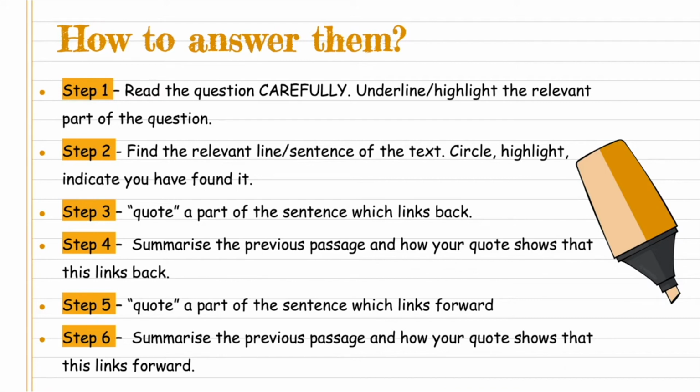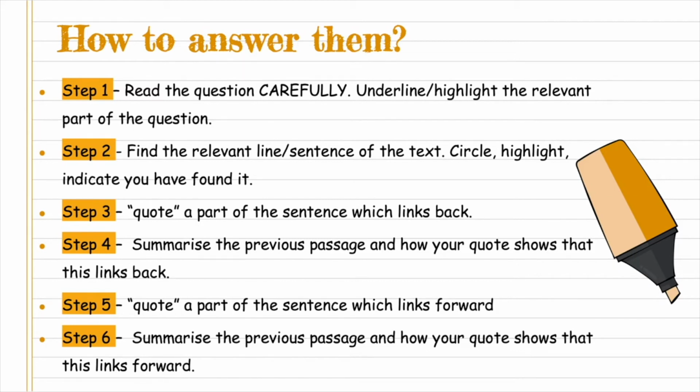Now we go on to the linking part. What you're going to do is read that sentence. You're going to quote part of the sentence that links back. Usually we look for a breaker in a sentence, such as a comma or the word and. Then you look back into the previous paragraph and you summarise that passage and how your quote shows that this links back. This would get you 1 mark. The second mark is you quoting a part of the sentence which links forward, usually found in the latter half of the linking sentence, and then you summarise the following passage and how your quote shows that this links forward.